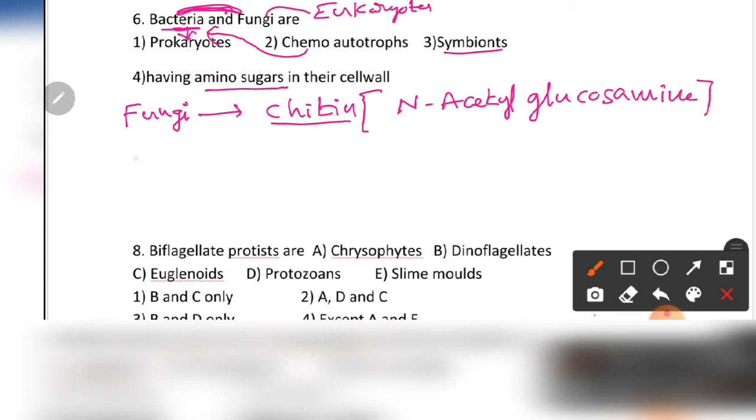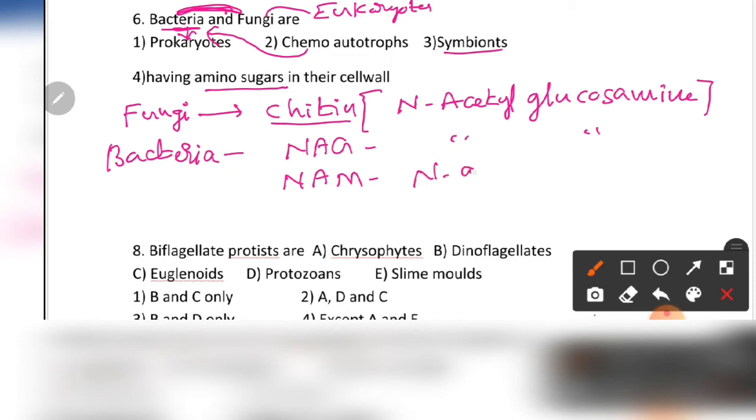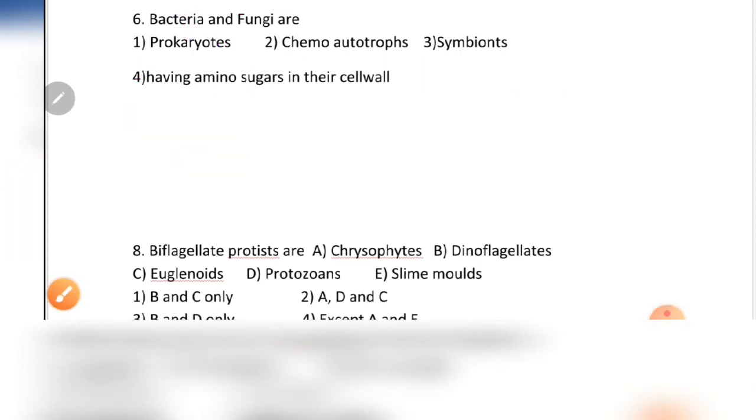For example, in the bacteria, the cell wall composition is NAG and NAM. NAG is N-acetyl glucosamine and NAM is N-acetyl muramic acid. So what about bacteria and fungi? The common character is having amino sugar. So the answer will be 4. We will go for the next question.